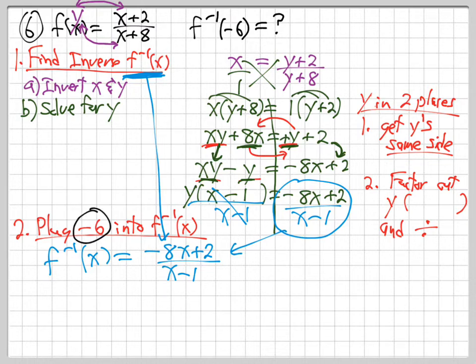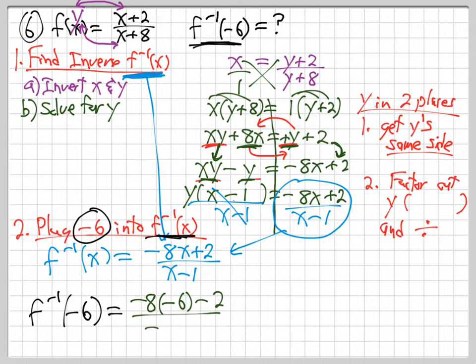But now they want me to plug negative 6 into that inverse function, right? That's what they said from the beginning. What's the f inverse of negative 6? So now we just plug negative 6 in there. So f inverse of negative 6 is, now plug in the negative 6. So we get negative 8 times negative 6 minus 2 over negative 6 minus 1. Multiply those together, that's what? Positive 48 minus 2 over minus 7. That's 46 over minus 7.